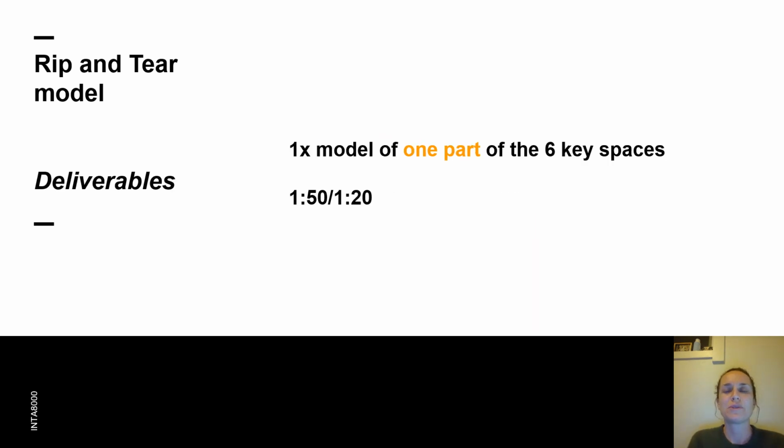So what do you have to actually show in this rip and tear model? We're asking just for one model of one part of the 6 key spaces. So you don't have to build a model of the whole entirety of one of your 6 key spaces, just a part. We're asking for the model to be at either 1 to 50 or 1 to 20. This is up to you and can be discussed with your tutor.